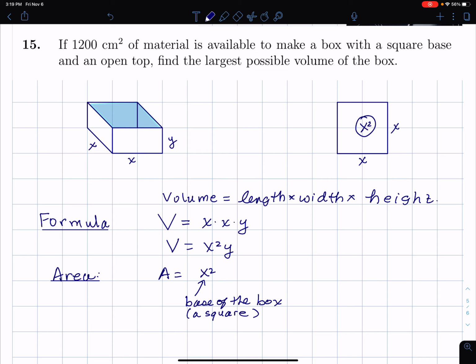Now, the thing about this box is that we have these sides, and the sides all have the same area, and that's just X times Y, because we're multiplying the two dimensions. Okay, so I'm going to add that 4 times, and I think we can see that there are 4 sides and a base. There's no top, so we don't have 2X squared, we just have X squared for the bottom, but no top.